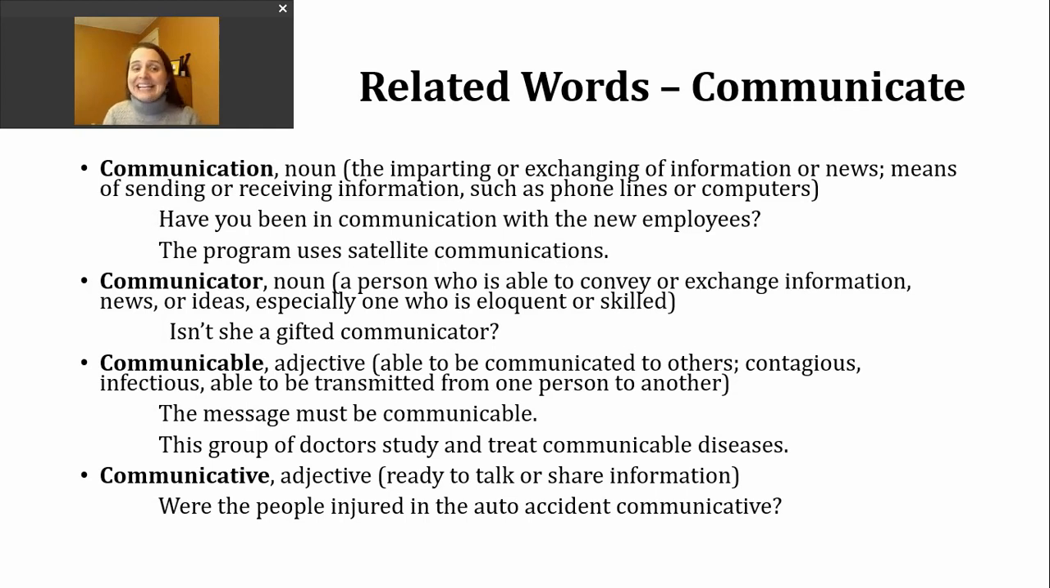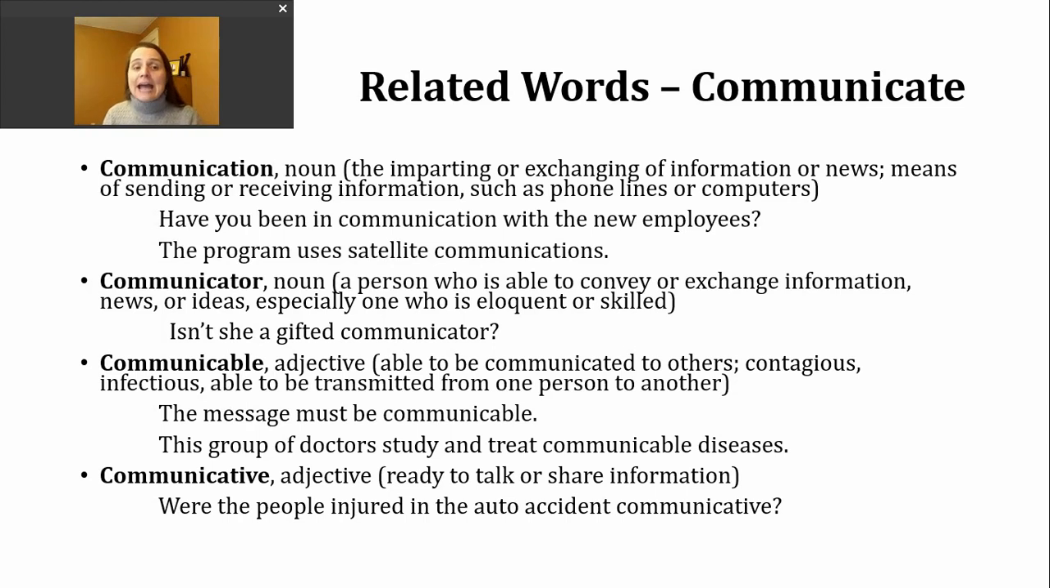Another noun that's related is communicator. This is a person who is able to convey or exchange information, news, or ideas. And many times we think of communicators as being very skilled in what they're doing and how they're sharing information. I hope to be a gifted communicator one day. So this sort of ties into my example sentence there. Isn't she a gifted communicator, right? So isn't she good at conveying or sharing information?